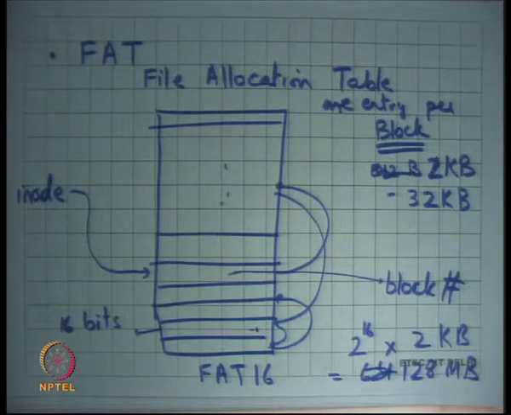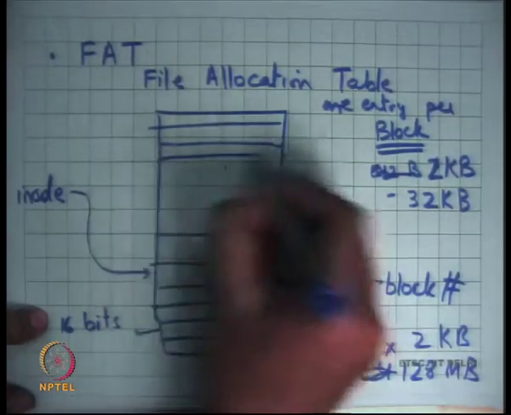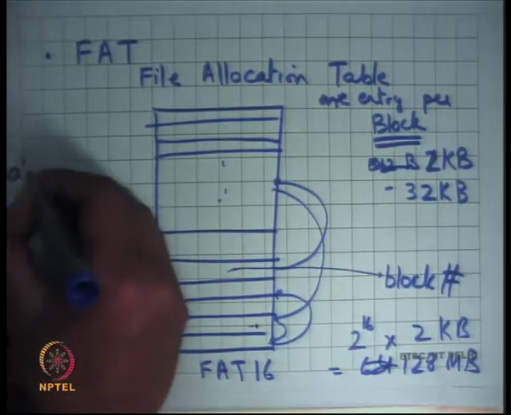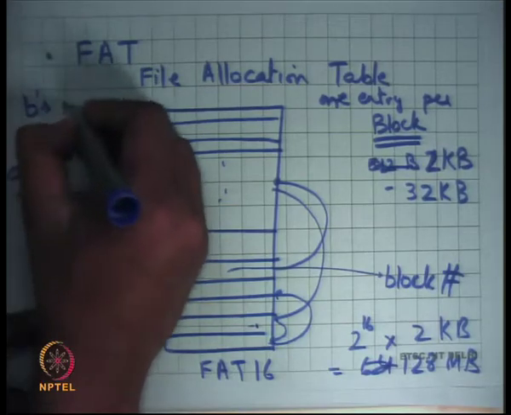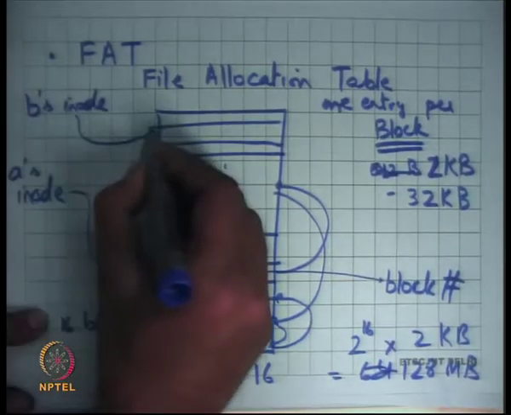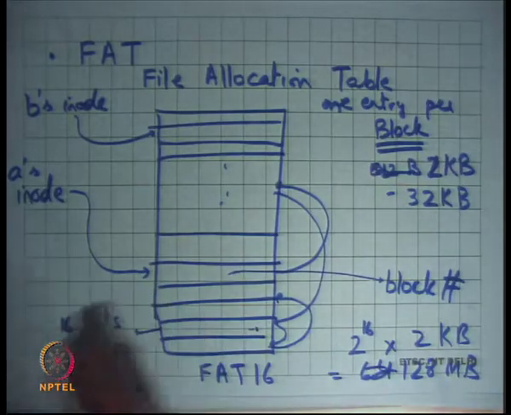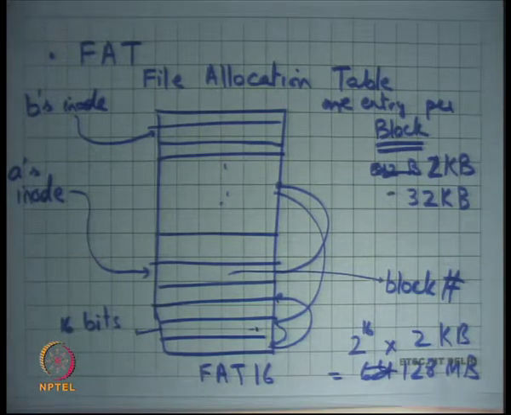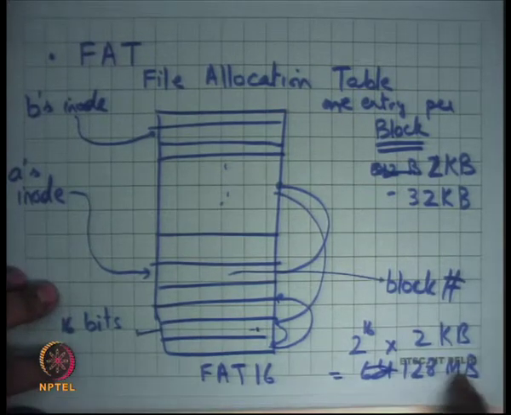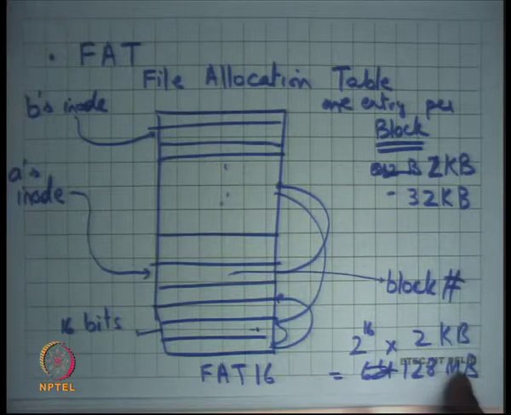Just to make sure that everybody understands this, let's say I have another file. So this is A's inode and this is B's inode. Then B's inode will point somewhere else, and it will have its own linked list to follow. One block will only be part of one linked list, so one block can only be part of one file. There is no sharing of blocks between files, of course. So the FAT16 file system with the 16-bit entries could support a disk of at most 128 MB.